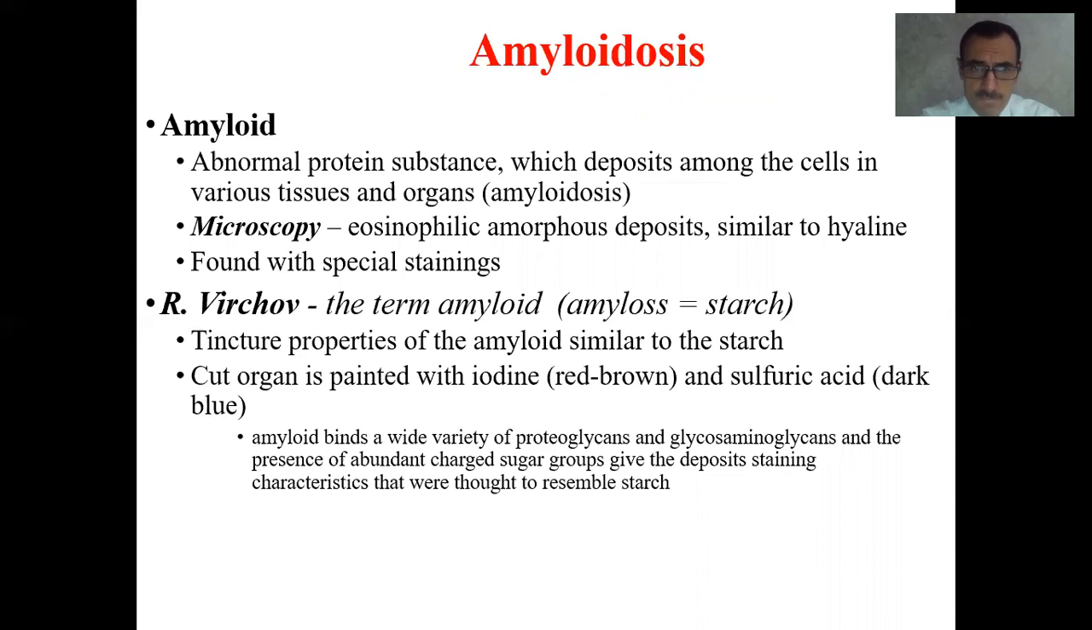He offered the name amyloid because these substances in the organs are similar to starch, and the staining properties of amyloid are similar to starch. A cut organ painted with iodine turns red-brown, and with sulfuric acid, dark blue. Amyloid binds a wide variety of proteoglycans and glycosaminoglycans, and the presence of abundant charged sugar groups gives the deposit staining characteristics that were thought to resemble starch.